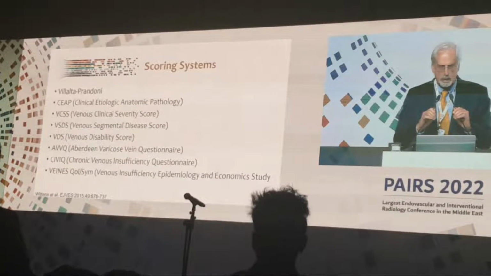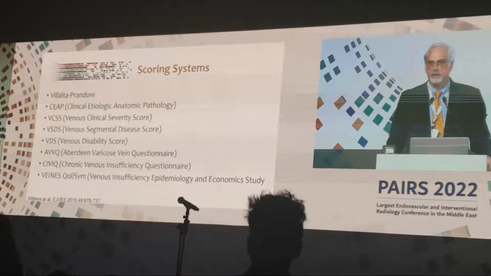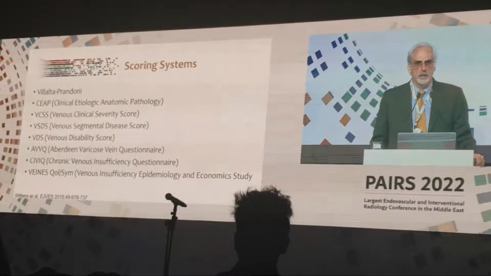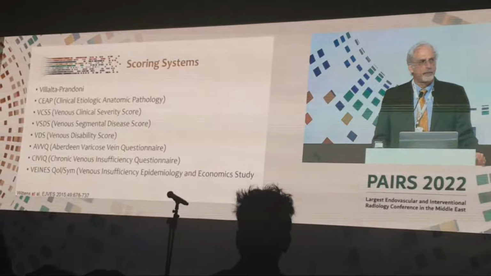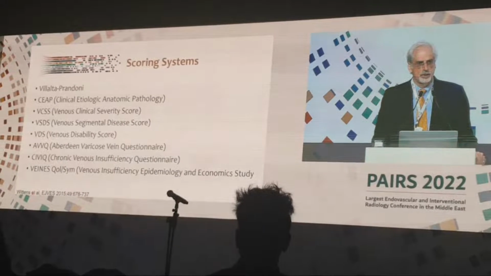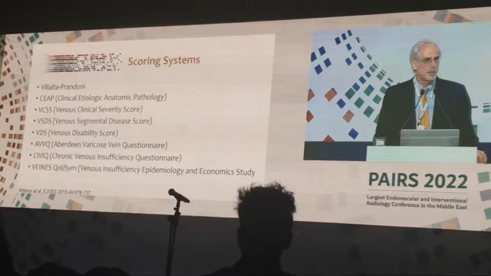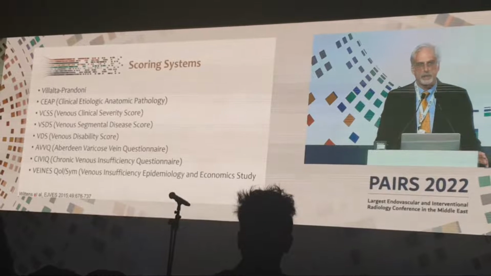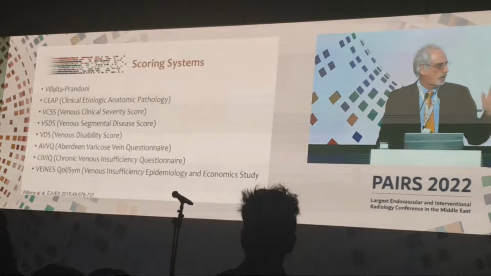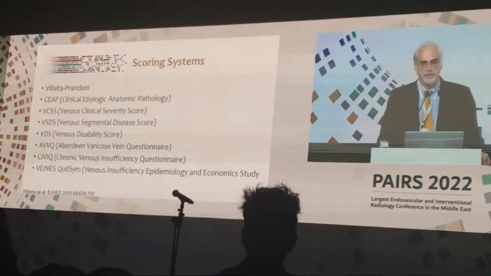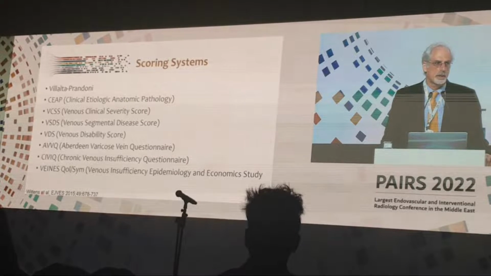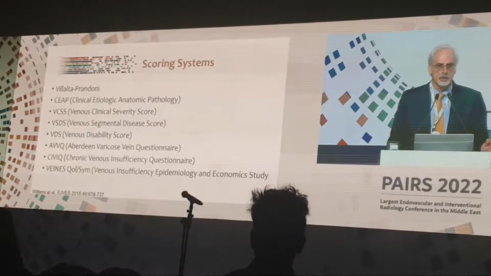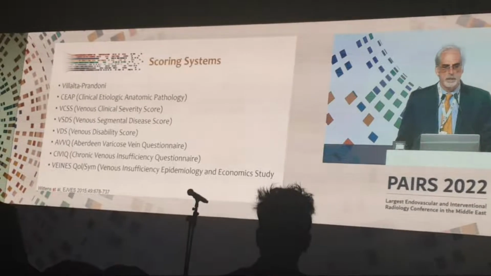So how do you describe these patients? This is really, I think, one of the major sources of confusion and one of the major facilitators of manipulation of results in order to get the outcome that you want to portray, because these are relatively indiscriminate systems. There's a whole group of them. The two that we're going to focus on are the Villalta and the CEAP score, because those are most common. The Venous Clinical Severity Score is often used, but it tracks pretty close to the Villalta.